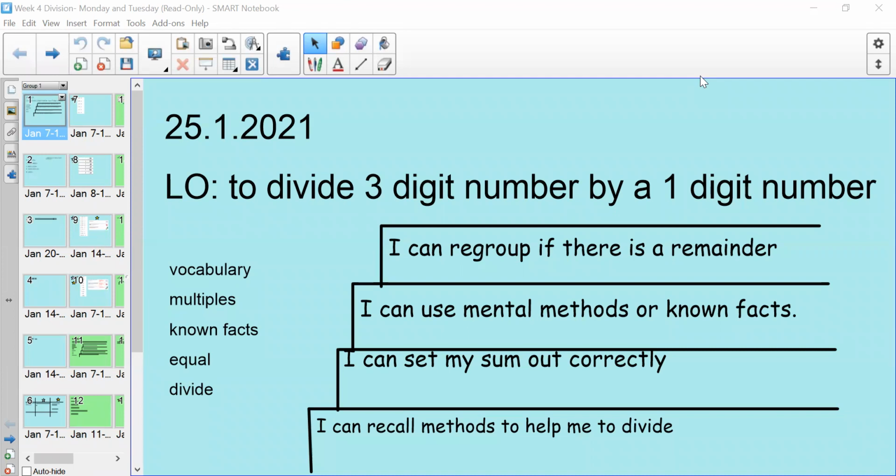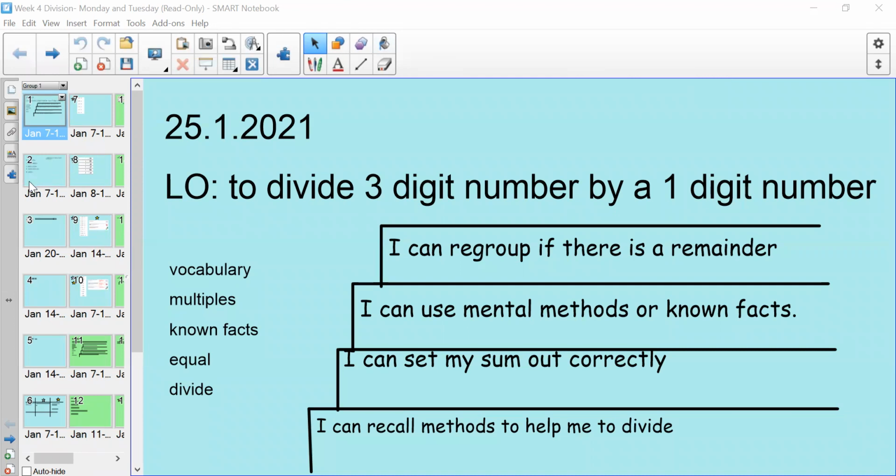Today's maths lesson is to divide 3-digit numbers by a 1-digit number. So our vocabulary that we'll use today is multiples, known facts, equal, and divide. And our steps to success are: I can recall methods to help me divide, I can set my sum out correctly, I can use mental methods or known facts, and I can regroup if there is a remainder.